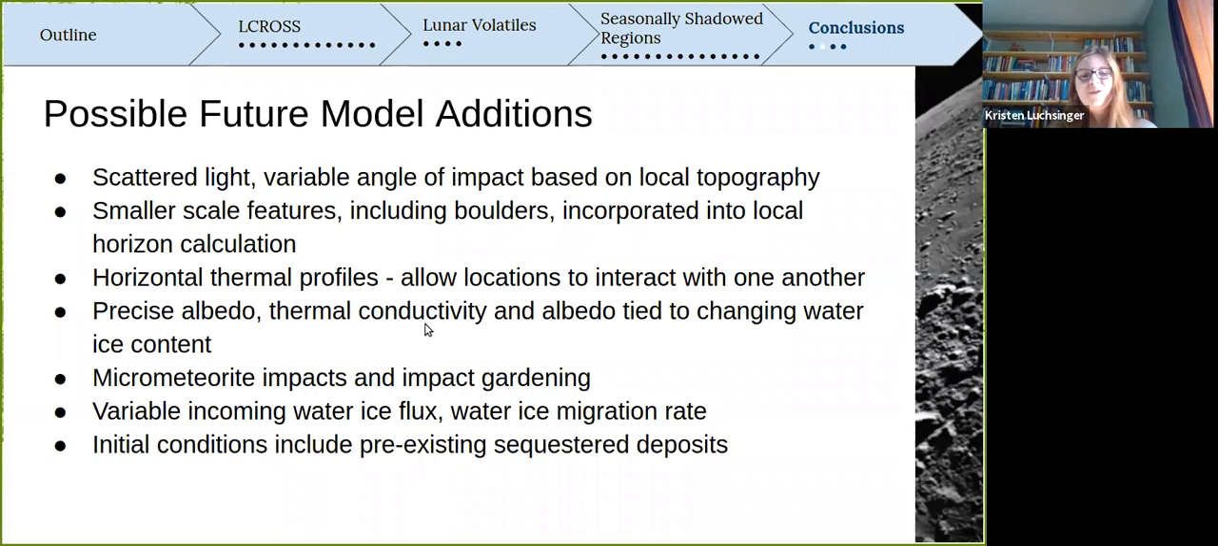Looking at horizontal thermal profiles, so allowing locations to interact with one another at depth. Looking at the actual precise albedo of the location, looking at thermal conductivity and albedo tied to changing water ice content would be really interesting. Of course, looking at micrometeorite impacts and impact gardening would be crucial if I want to ever look at a longer time scale for this model. And then looking at variable incoming water ice fluxes, looking at initial conditions, including pre-existing sequestered deposits. These are all possible future work, but are not going to be incorporated into the model in the immediate future.